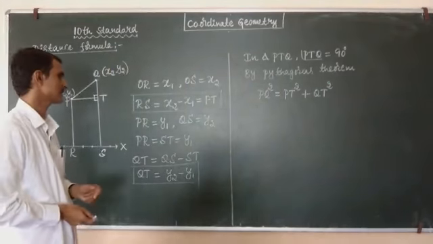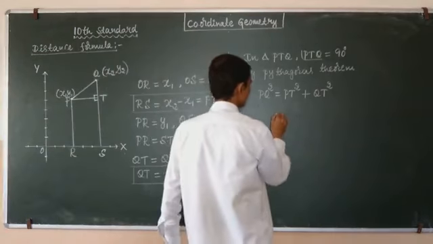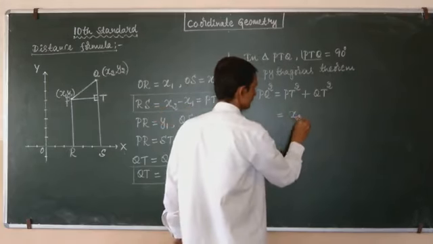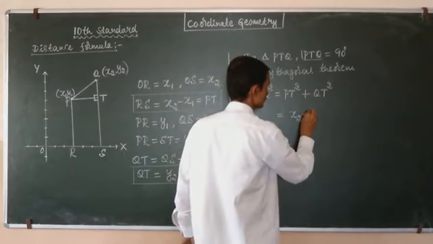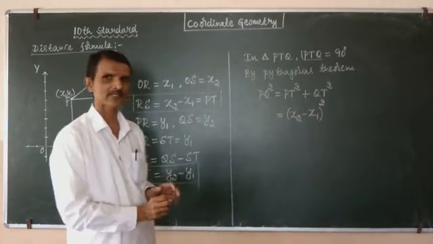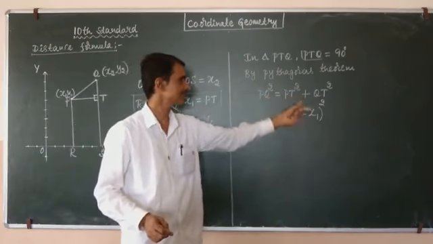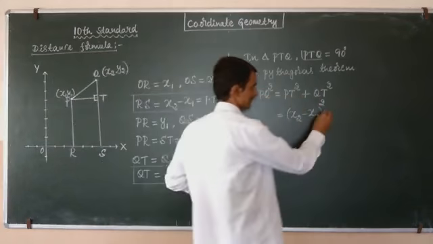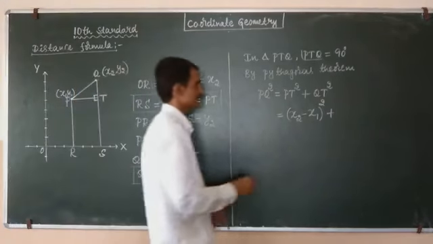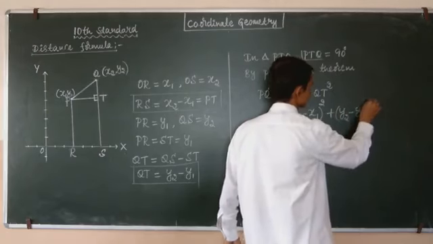Now we will substitute the values of PT and QT. The value of PT is x2 minus x1, whole square, plus the value of QT, which is y2 minus y1, whole square.